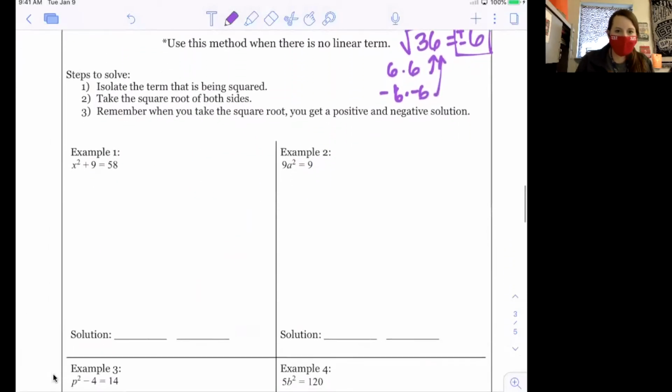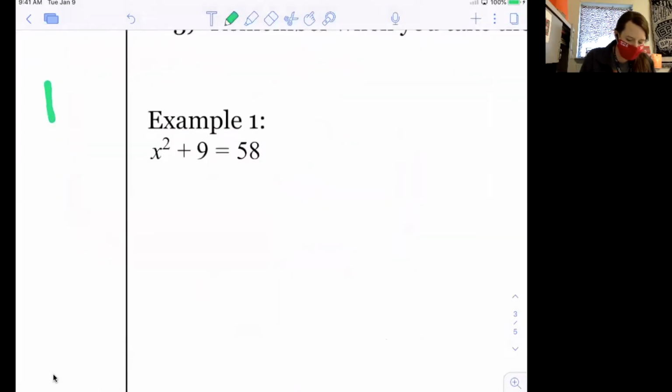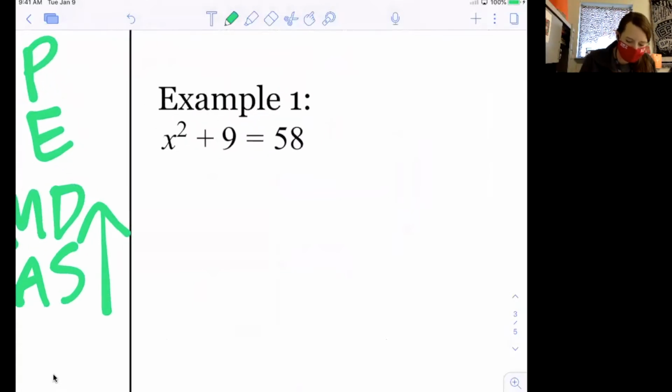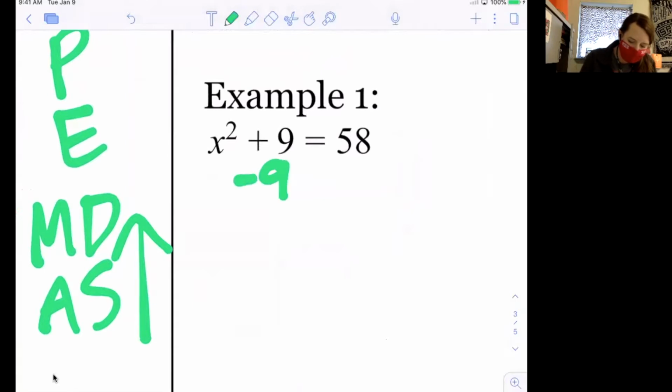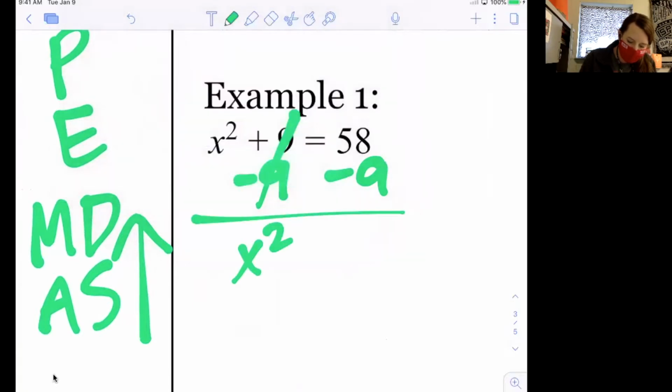So when we are solving by square roots, this is just solving like we would use our normal order of operations. Remember, I always tell you that when we solve for a variable, we work bottom up. So we're going to move any addition or subtraction first, then move on to multiplication or division, exponents, and parentheses. Okay, so here I'm going to subtract 9 from both sides. And when I do that, I get x squared equals 49.